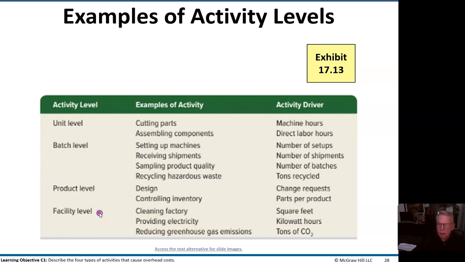And lastly, our facility level here, cleaning the factory, providing electricity, reducing greenhouse gas emissions. And our activity driver might be the square footage for cleaning the factory, but kilowatt hours for providing electricity, and reducing greenhouse gas emissions might be the tons of CO2.